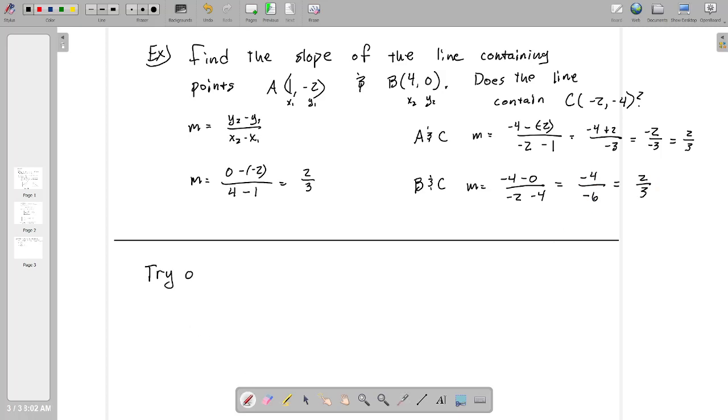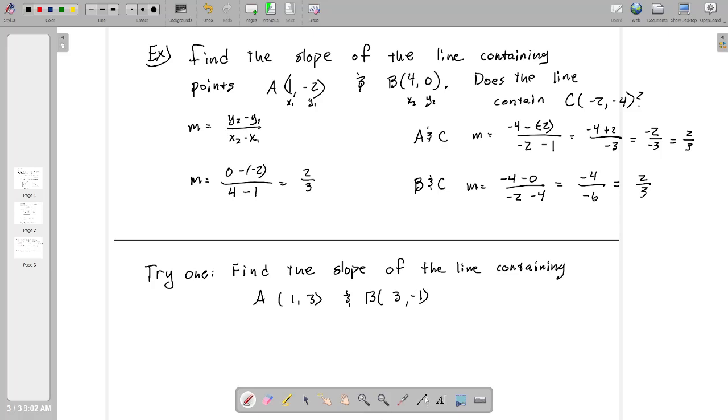All right, I want you to try one now. Find the slope of the line containing A (1, 3) and B (3, -1). Now, I want to recap all of the slopes really quickly.